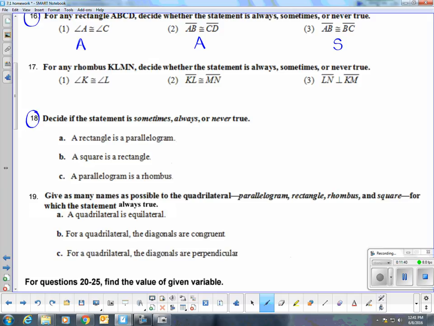A rectangle is always a parallelogram. A square is always a rectangle. A parallelogram is sometimes a rhombus. Sometimes the parallelogram could be a square. Sometimes the parallelogram could be a rectangle.